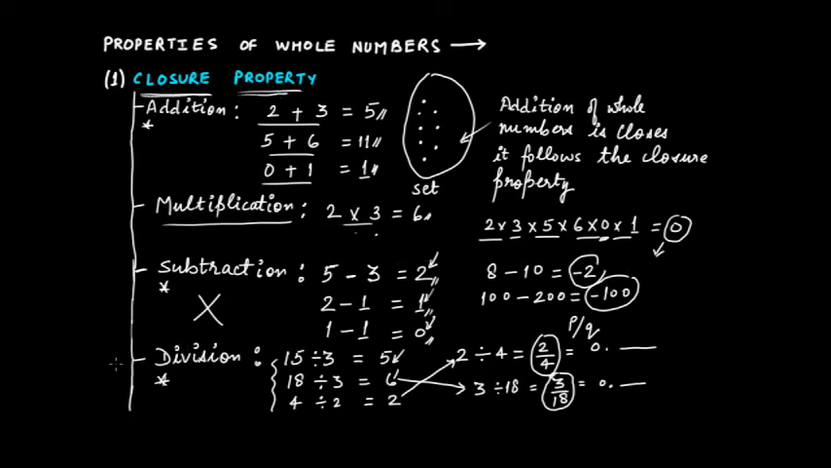To follow the closure property means that each and every time when you perform the operation, that is in the case of addition and multiplication on whole numbers, the answer that you got, the resultant numbers, they all were whole numbers, and therefore they were following the closure property. But in the case of subtraction and division, not every time the resultant number or the answer was a whole number, and therefore subtraction and division do not follow the closure property.